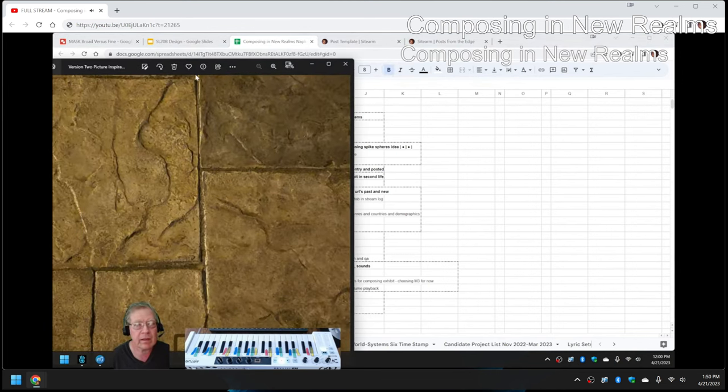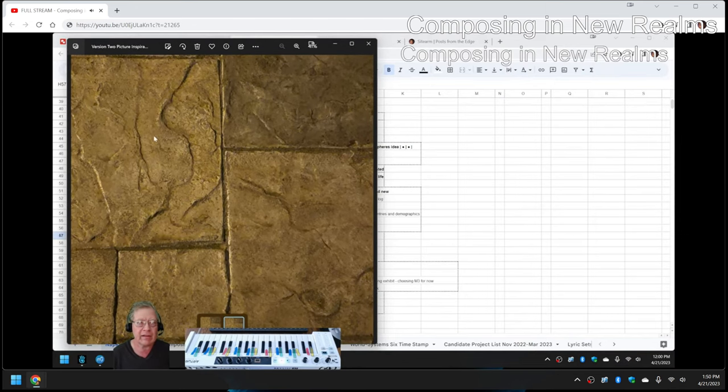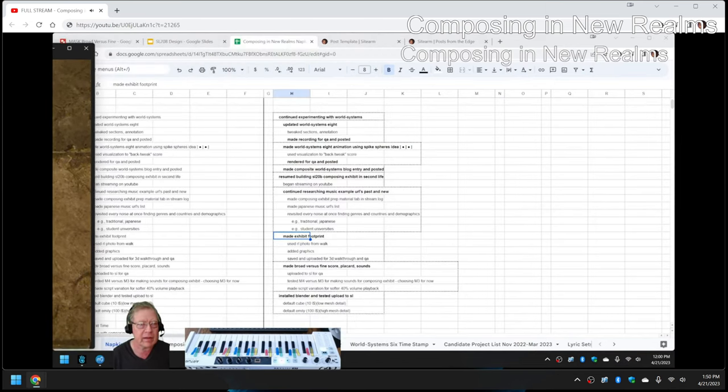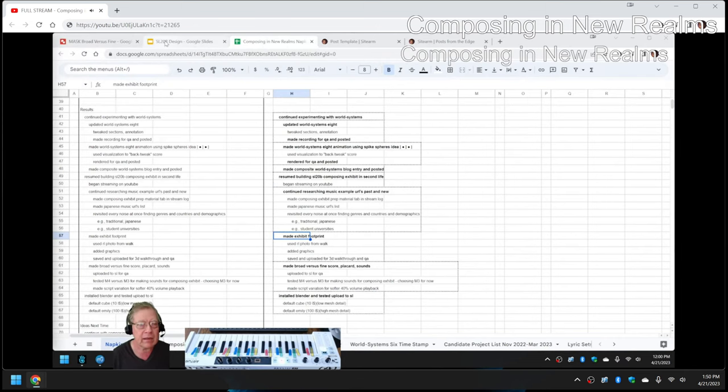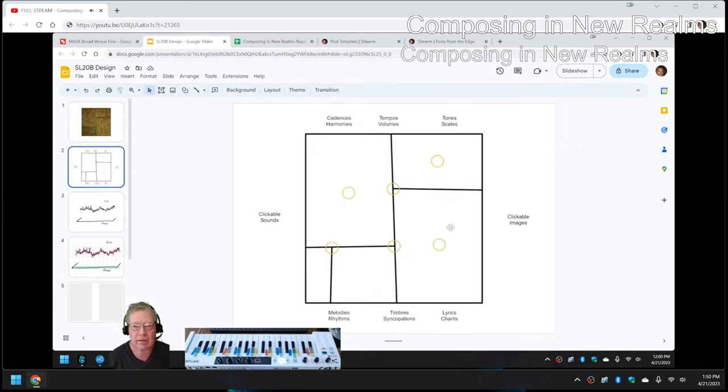Here is a picture that we took on one of our walks of some flagstones, and what we did is we turned that into a usable footprint. And by footprint, we mean the base of our exhibit. So we also drew lines on it. And then we are using this as our updated idea for the floor plan. I guess floor plan is another good word.